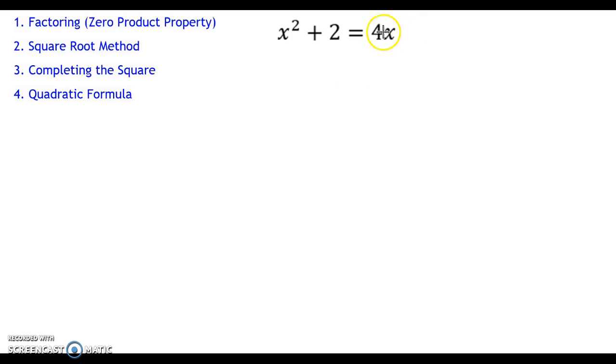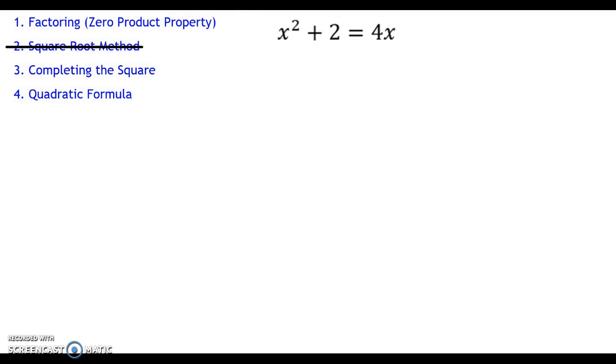All right, looking at this equation, you can see that the square root method is out first. And we know that square root method is out because there's going to be a b term. This 4x is going to be our b term. We could try to factor. We could try to complete the square. We could try the quadratic formula. So we'll try them in order.